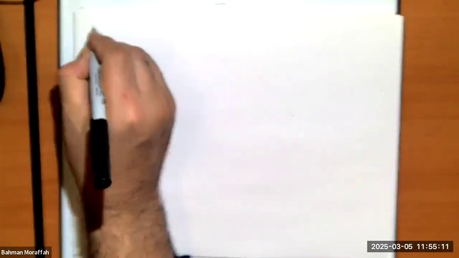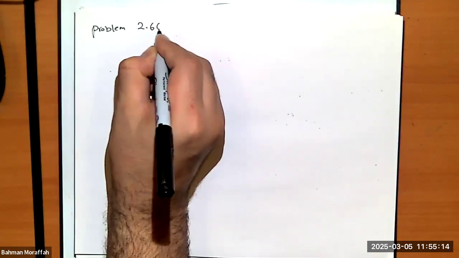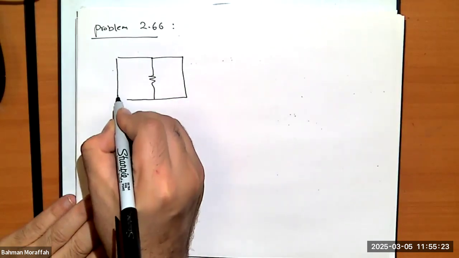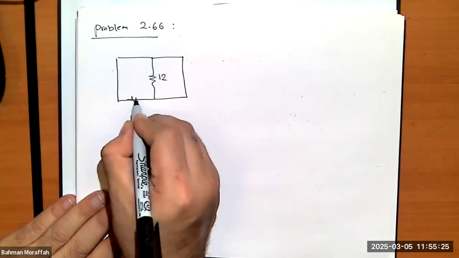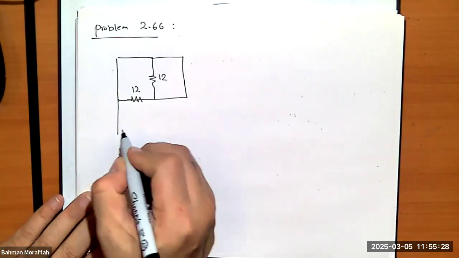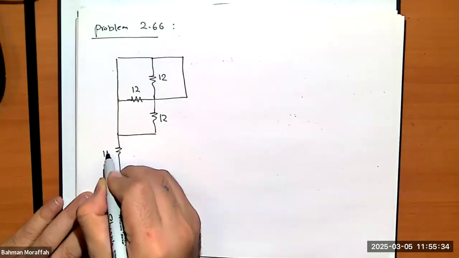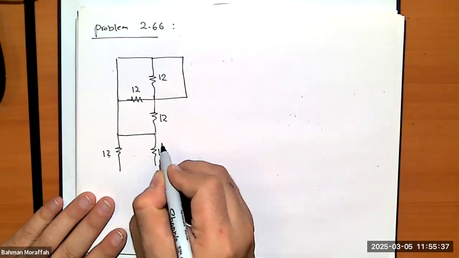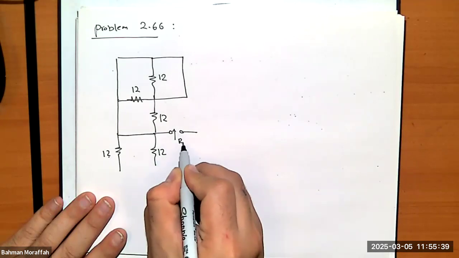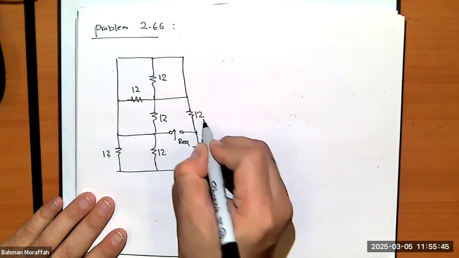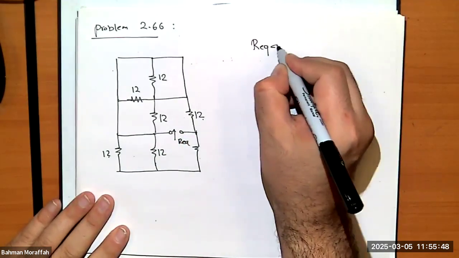So let's do one example to see how we can actually do this. This was one of the homework problems, problem 2.66. So I have this somewhat scary looking circuit. And the question is, what is R equivalent?